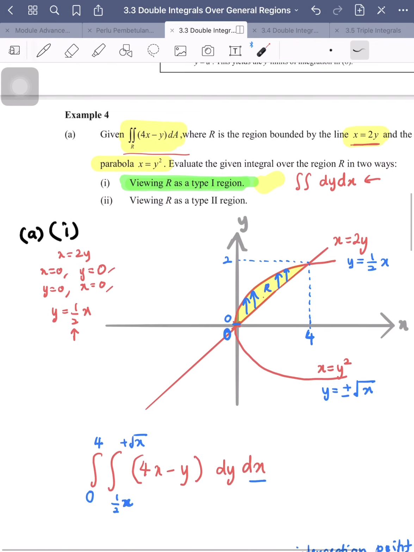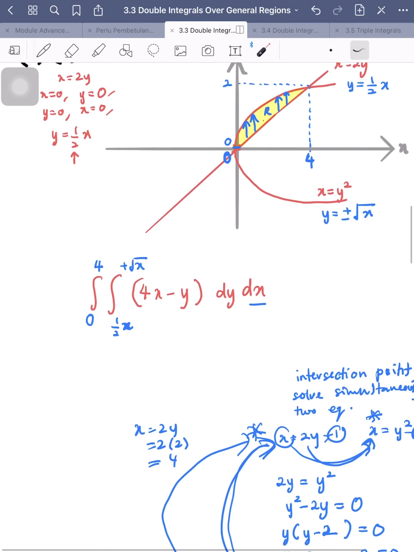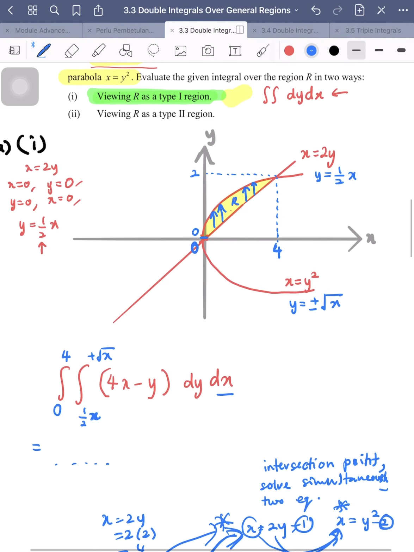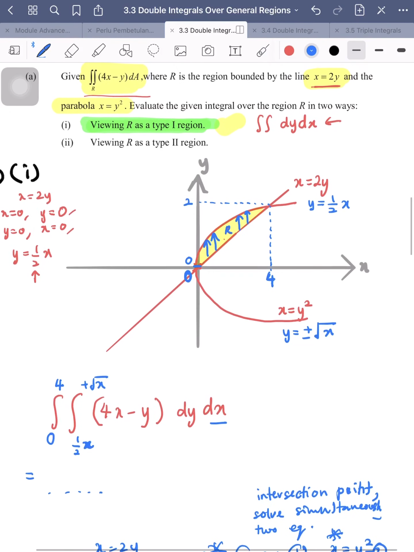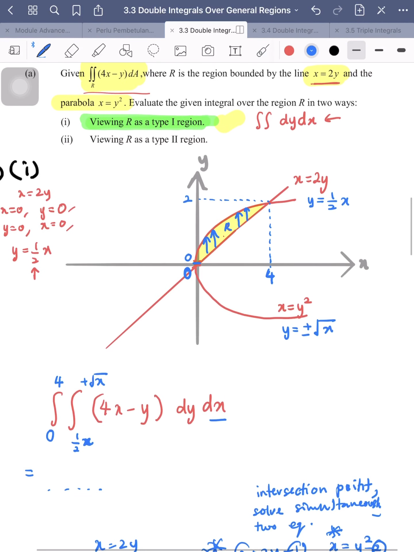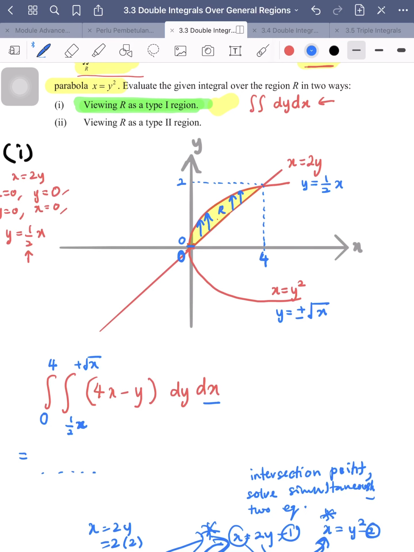So here, this is the limit. You can solve now until you get the final value. However, for this video, I am not going to discuss how to solve this one because I already discussed it in the first video. So I teach you only how to find the limits.